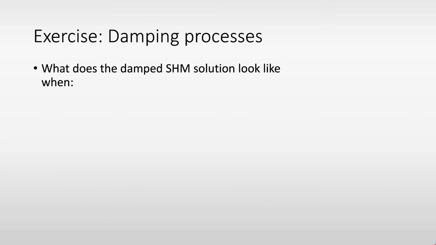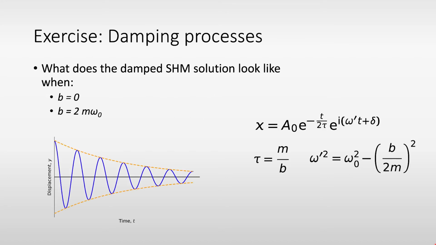What does the damped SHM solution look like when b is 0 and when b is equal to 2m omega 0? Pause the video and use these equations to examine what the damped solution might look like.